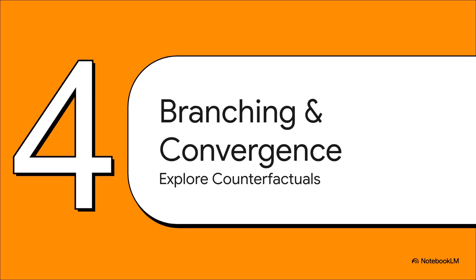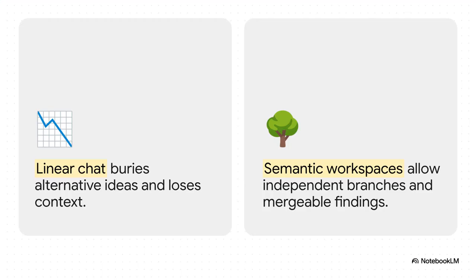Okay, Section 4, branching without losing convergence, exploring counterfactuals. This completely shifts how we handle the fundamental what-ifs of natural human thought. We all know the frustrating UX of a linear chat transcript, right? You go down a rabbit hole, and suddenly your alternative ideas and counterfactuals are buried deep in the scroll history, entirely disconnected from your main goal. Well, a semantic workspace changes that dynamic entirely. It allows for independent branches of thought, and crucially, mergeable findings.